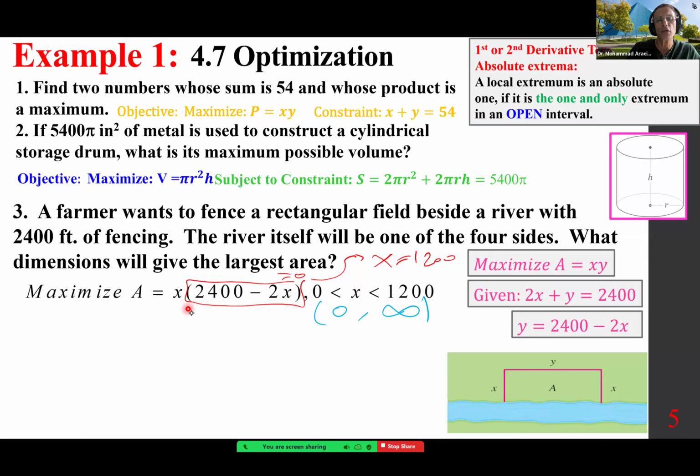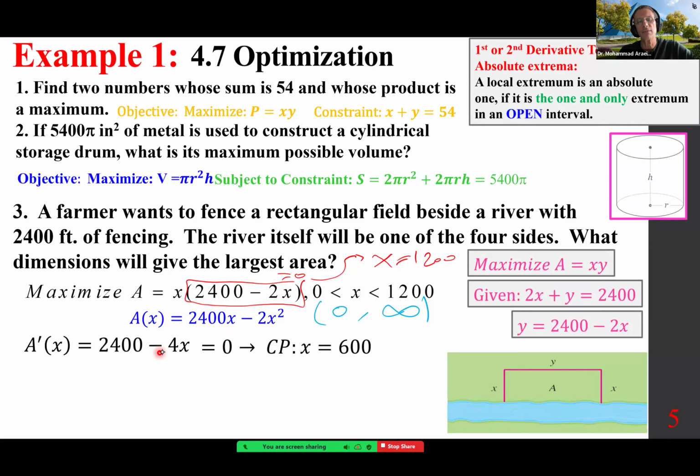You differentiate this by distributing first. A is 2400x minus 2x squared. Differentiation will result in A prime of x being 2400 minus 4x. Because we want to find the critical point, we set this equal to 0 and x becomes 600. We have an open interval with one critical point, and by the concept that whether we do the first or second derivative test, it goes from local to absolute.